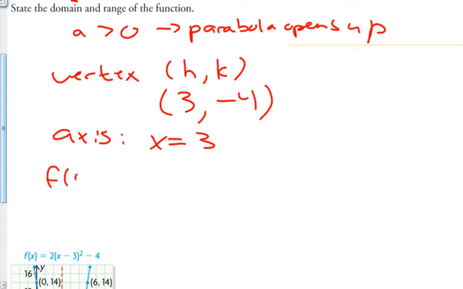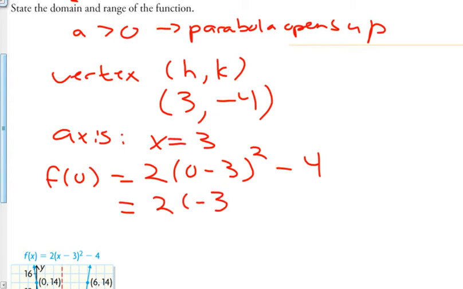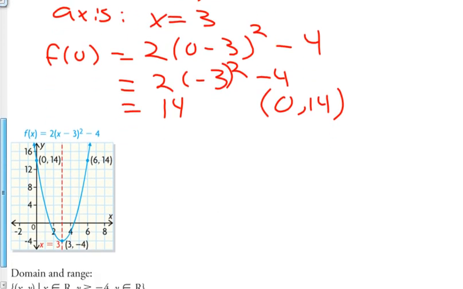So f of 0 is equal to 2 times 0 minus 3 squared minus 4. F of 0 is equal to 2 times negative 3 squared minus 4. That's equal to 14. So point 0, 14, is on the parabola. We can easily sketch from here.